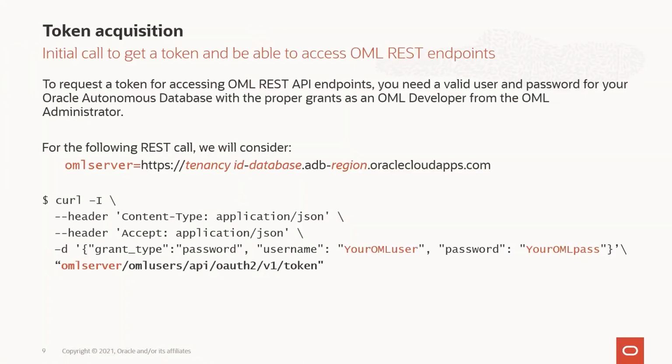So to get a token, you need a valid Oracle Machine Learning username and password from your OML administrator, and you need the OML developer role. Once you have that, you can get your token. This is the curl command to get the token. Your OML server URL contains the tenancy ID, database, and region now, and you'll pass just your username and password to the OML user's token endpoint. And then you'll use this token to send your request to the OML endpoints.